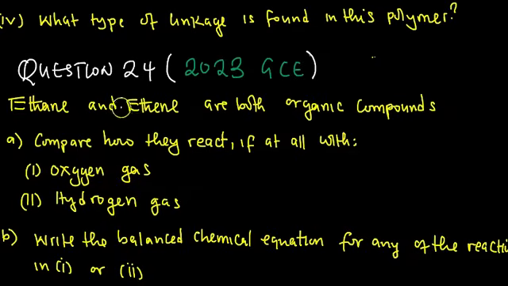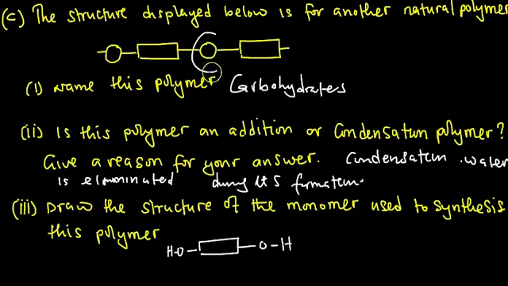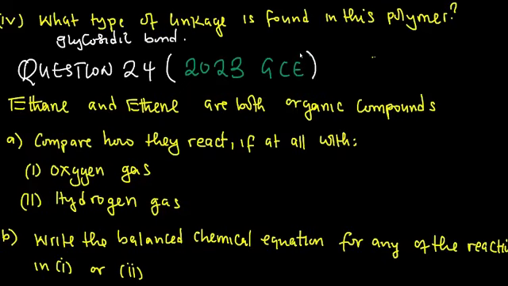Okay. So now, the last question is, what type of linkage is found in the polymer? It is called glycosidic bond or linkage. Okay, glycosidic bond. That is the one that is found between the polymer. If I were to look at this part here, it is called the glycosidic linkage.